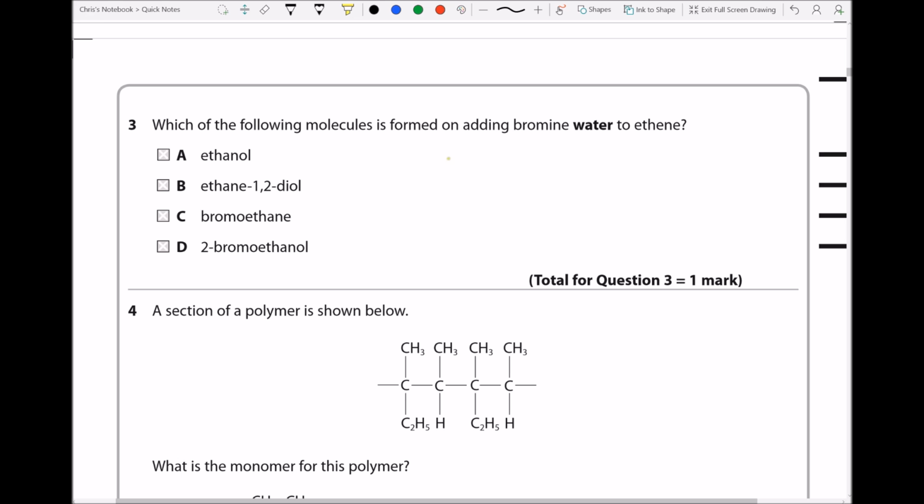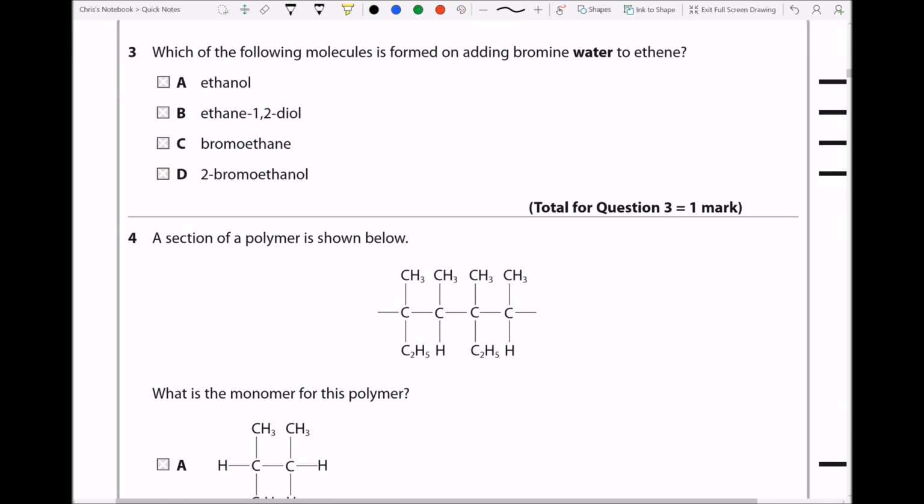Question 3 says, which of the following molecules is formed on adding bromine water to ethene? Right, now, because this is bromine water, not bromine, we get slightly different products. Basically what you get is an alcohol group at one side of the double bond, and you get the bromine atom attached on the other side of the double bond. So what you get is an OH and a Br. So we get an alcohol and a haloalkane. So we need to make sure that we're writing down the right thing.